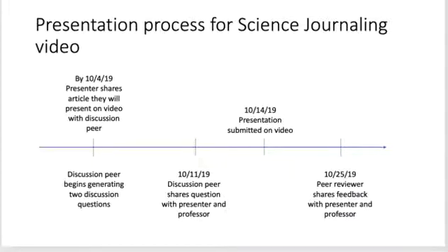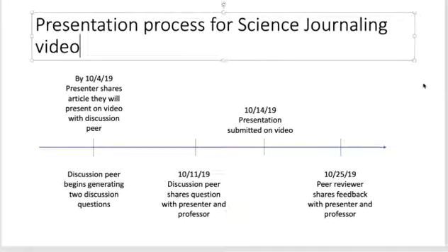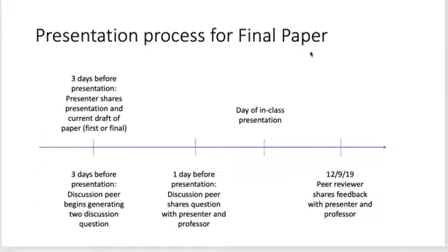Then the presentation will be submitted on the 14th, and you try to incorporate the discussion peer's questions into the presentation that you submit on video. Then on the 25th, your peer reviewer would have looked at the video and then given feedback to both me and the professor through an email. Okay, so that's the science journaling video and how that assignment works.